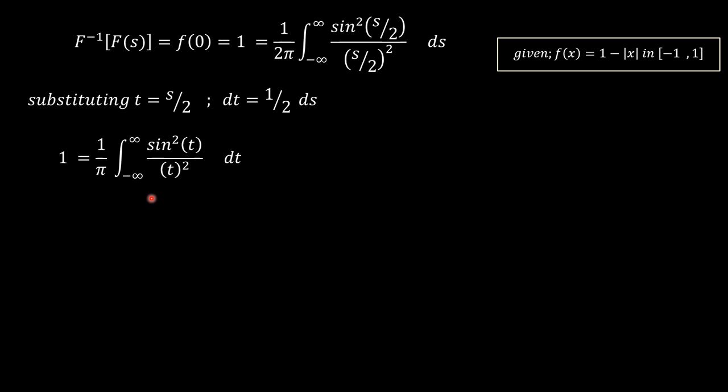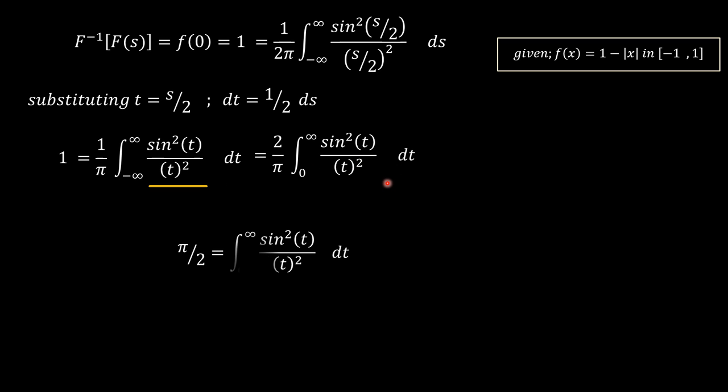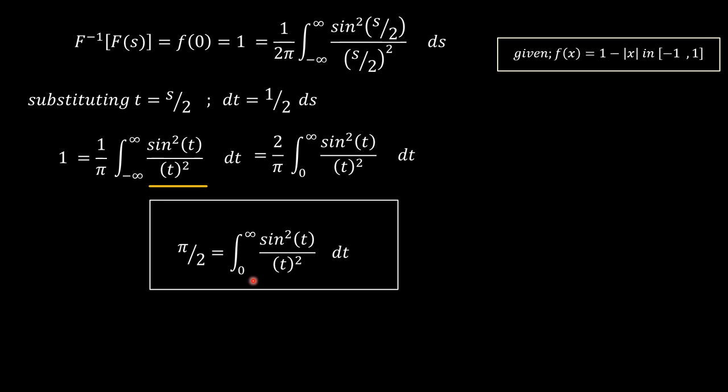Evaluating the even function in the interval minus infinity to infinity is the same as evaluating the function in the interval 0 to infinity, times 2. So the integral from minus infinity to infinity changes to the form 2 times the integral from 0 to infinity of sine square t by t square dt. Just rearranging the terms, the value of the integral of sine square t by t square, where t varies from 0 to infinity, is pi by 2. That completes the problem.